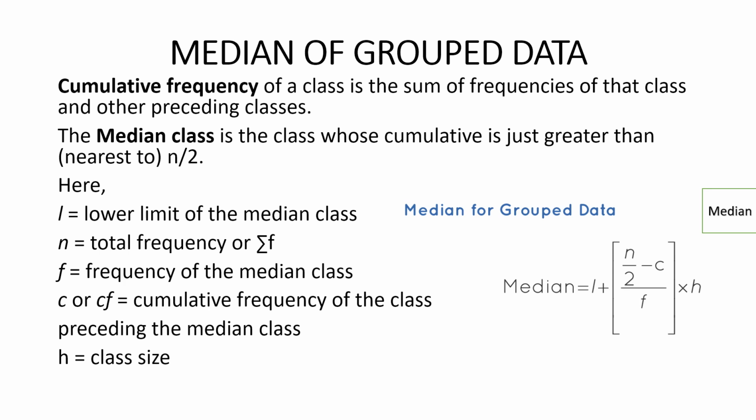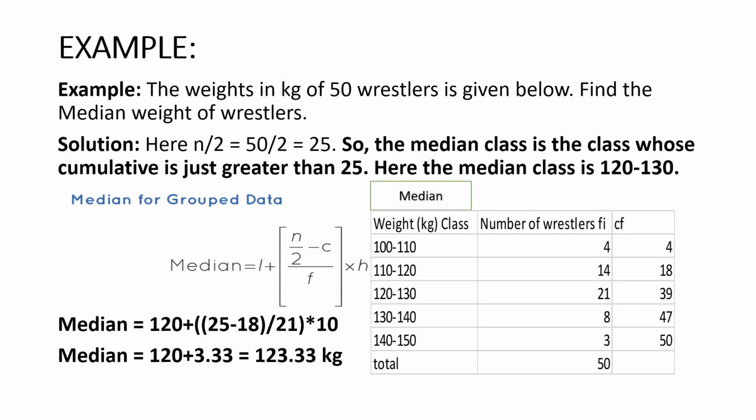What is n? N is sigma f, total frequency. L is the lower limit of median class, n is the total frequency, f is the frequency of the median class, C or CF, anything you can write. It is the cumulative frequency of the class preceding the median class, and H is the class size. Let us take an example to see how to find the median of group data. Again, we take the same example to find the median weight of the wrestlers.